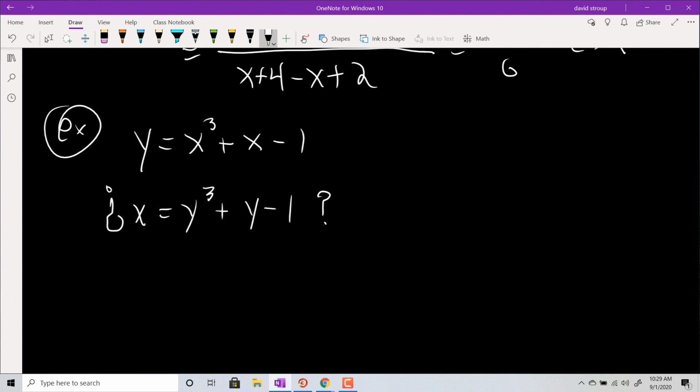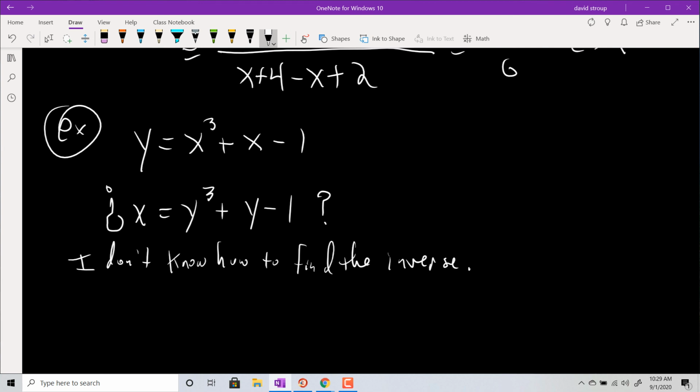Is there even an inverse? Okay, I don't know how to solve it. Know how to find the inverse. Okay. Does an inverse even exist?